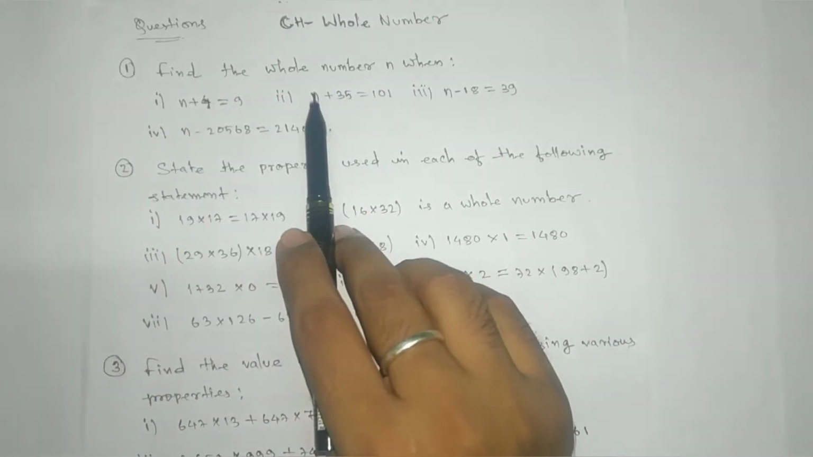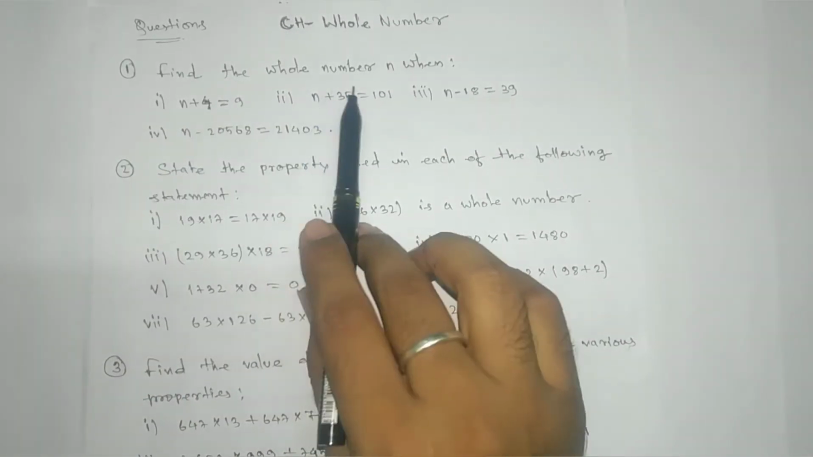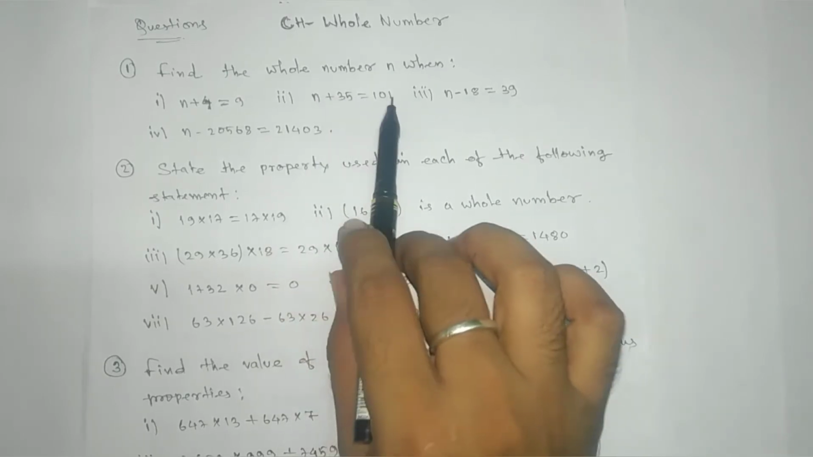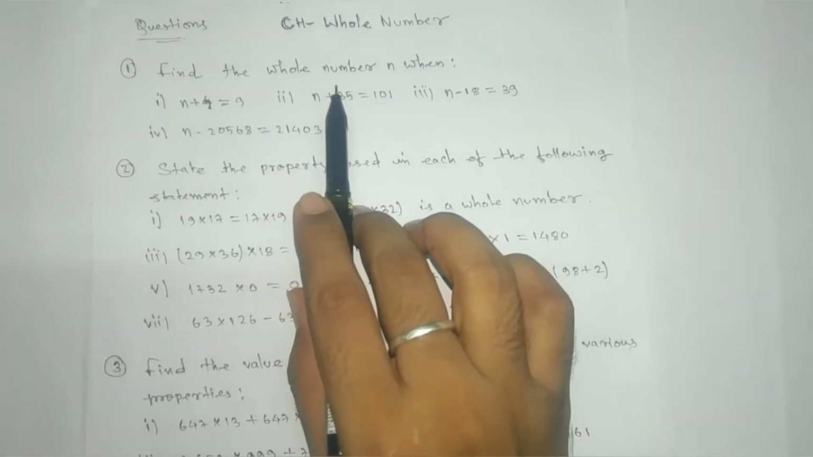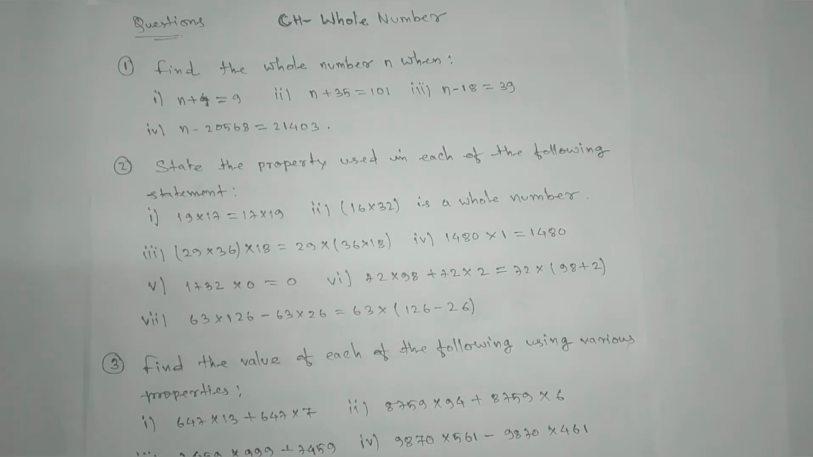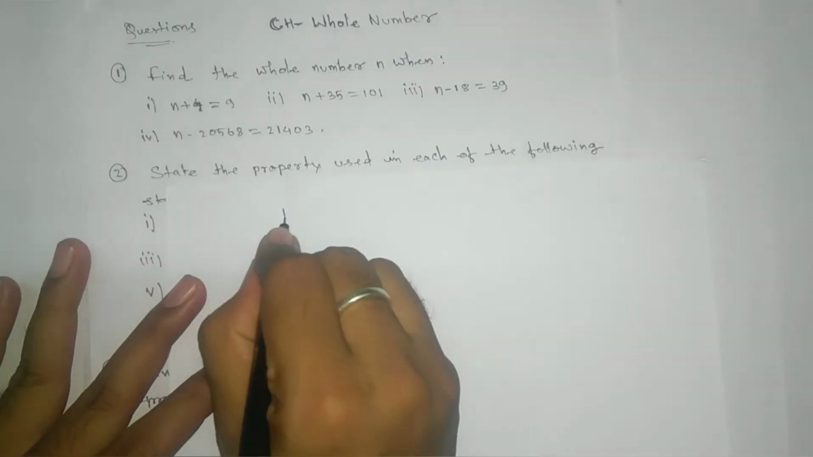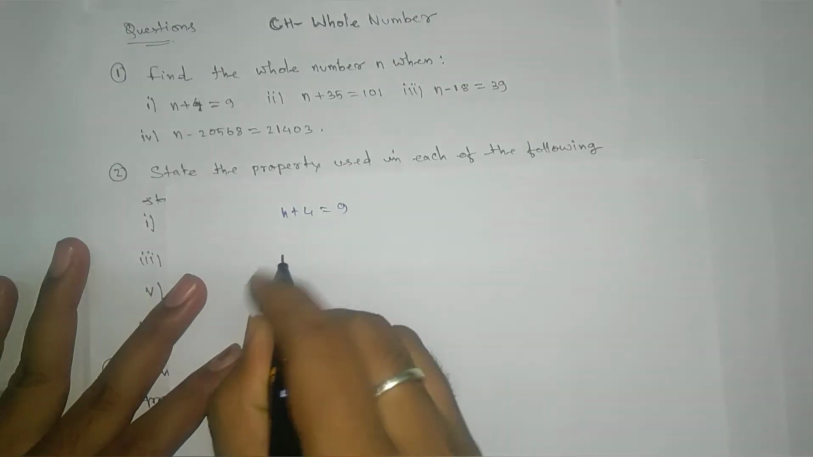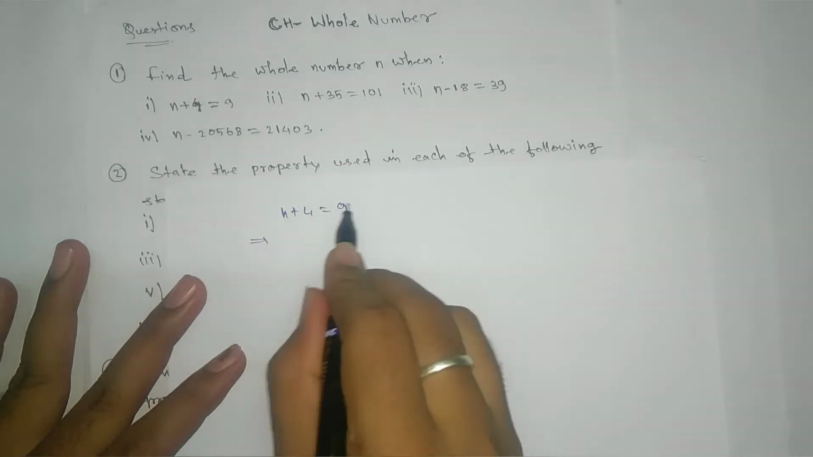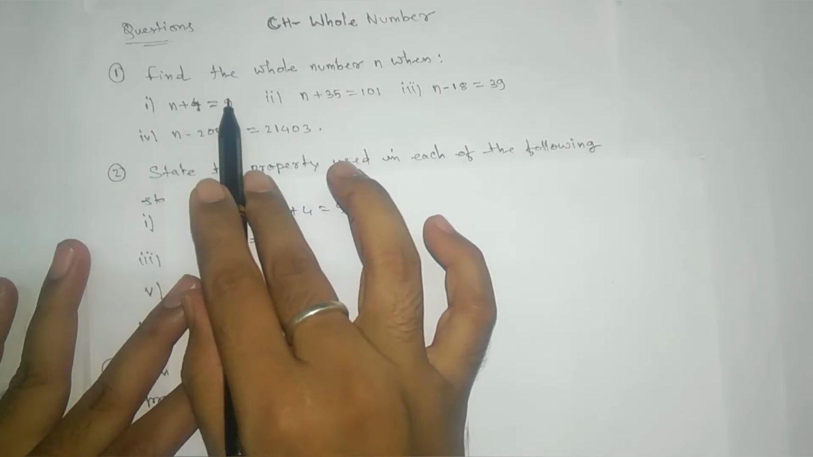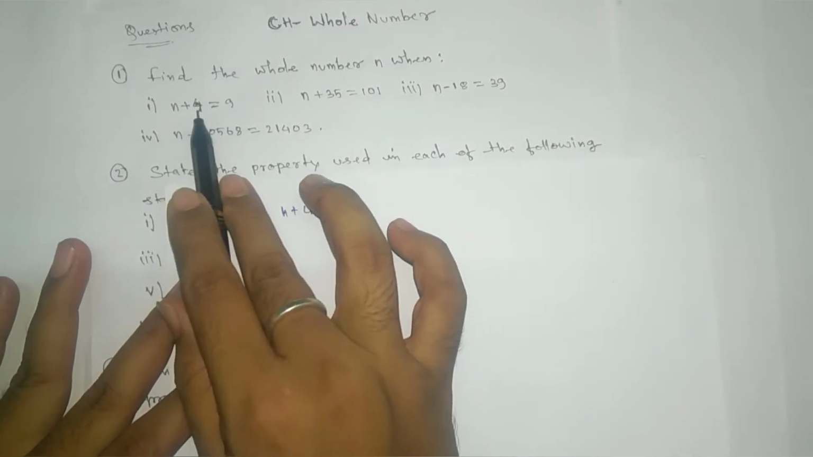Similarly here, which whole number will you take here so that if you add these two you will get 101? So there is a process. We'll solve that one. How to solve it? Here is one rule we're going to learn. If we take n plus 4 and on this side you are getting 9, to get 5, what are we going to do? We'll subtract 9 minus 4.